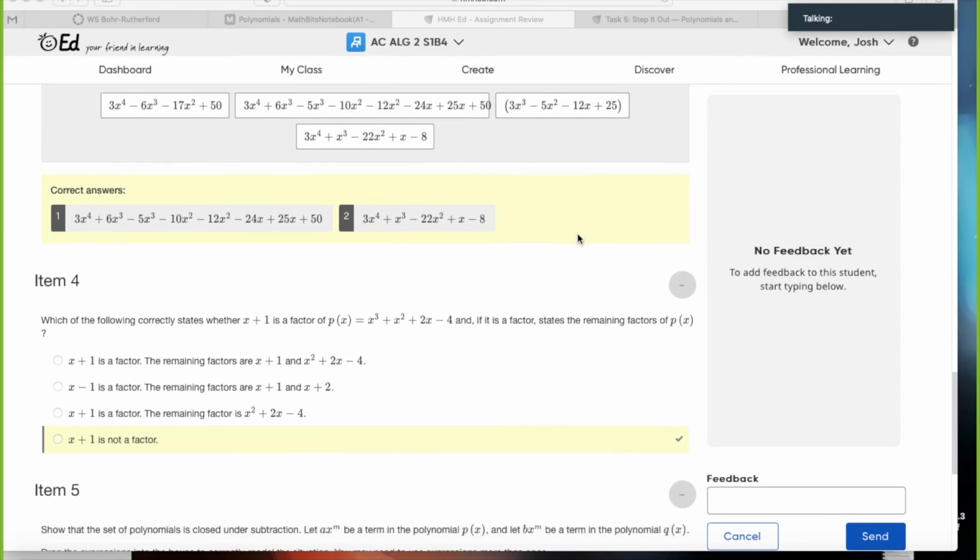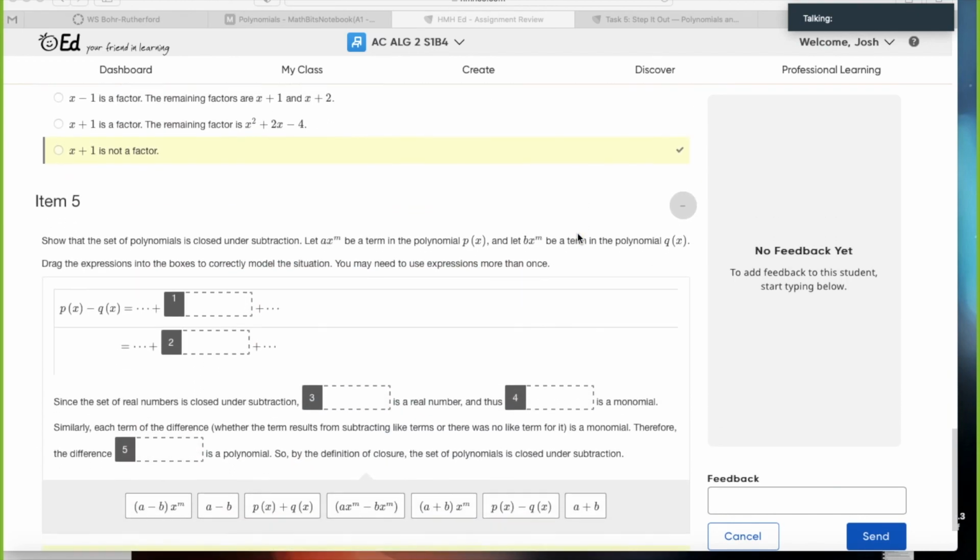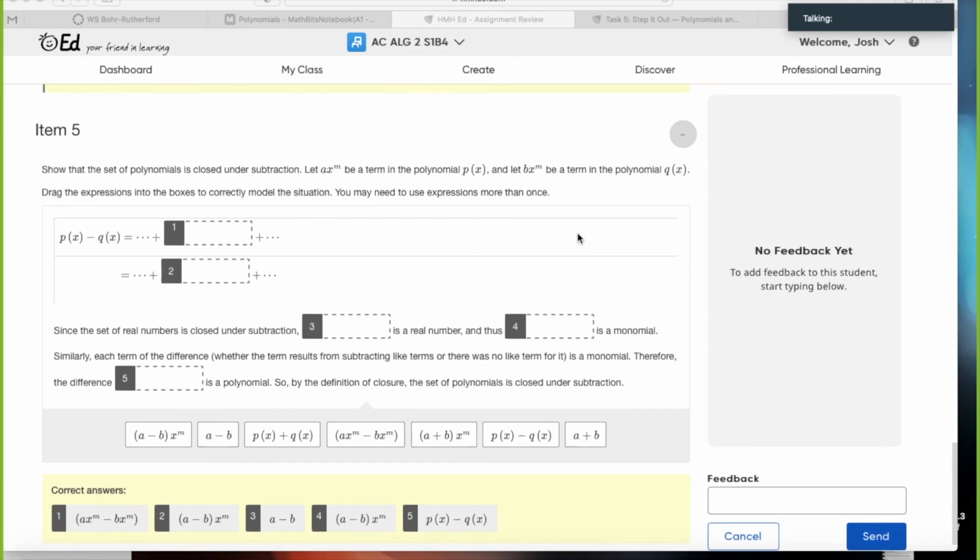Item 4. x plus 1 is not a factor. I was surprised they made it not a factor, but whatever. And then item 5 was one that I was concerned about. So I was unsure of this guy right here. I didn't know if this is what they were talking about, but it was what they were talking about. So you're good to go.